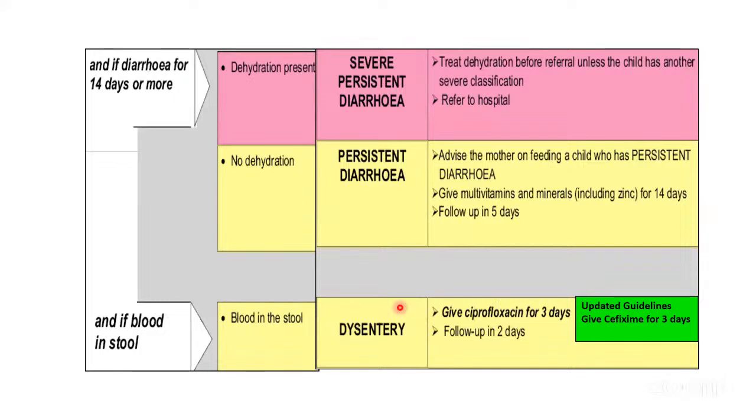So if the diarrhea is for more than 14 days and dehydration is there, then it is called severe persistent diarrhea. And if there is malnutrition, then it is severe persistent diarrhea with malnutrition. If there is no dehydration, then it is persistent diarrhea. If you see visible blood in the stool, remember it has to be visible blood in the stools. Many times people get a stool examination in which they will report RBCs. That is not dysentery. Dysentery means visible blood in the stool. So it is called dysentery.